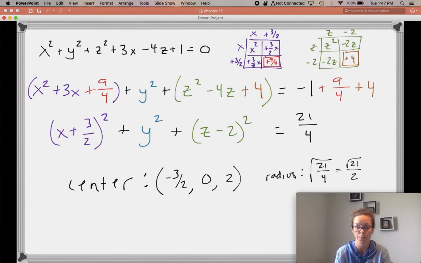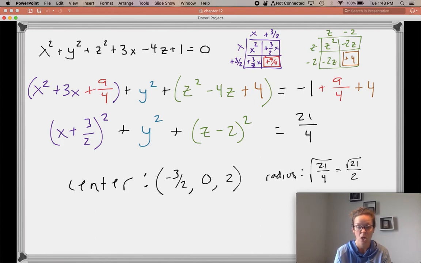Okay, so standard form of a sphere, like a circle, is each variable minus its centered value, and that's equal to the radius squared. Okay, so just a little bit about working with three variables here.